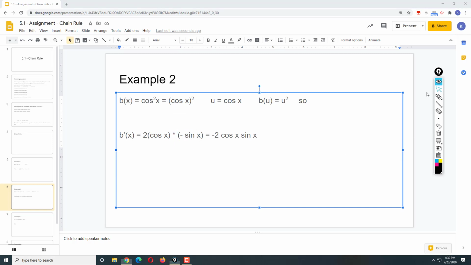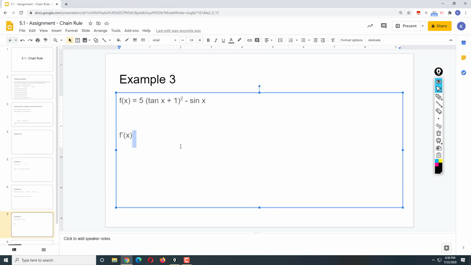2 more examples. Example 3. Example 3, f of x is 5 times tangent x plus 1 squared. Just to be more clear, is 5 times parentheses tangent x plus 1 close parentheses squared minus sine x. Well, there are 2 terms here. We have the first term, the 5 times tangent x plus 1 squared, and then the second term, negative sine x. We can differentiate them separately. While the second part, the derivative of sine x is cosine x, so negative sine x just becomes negative cosine x.